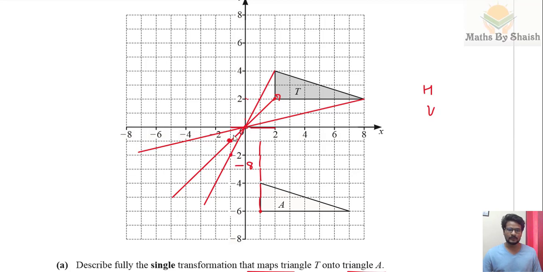It will come here. The last one is 1, 2, 3, 4, 5, 6, 7, 8. 8 horizontal and 2 vertical. So it is going to be half of 8, that is 4, and then going down by 1. So we will reach here, and then we will join all these 3 points to get the image. Or we can give these points also. It is -1, -1. It is -4, -1, and it is -1, -2.